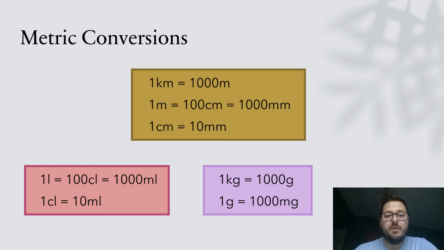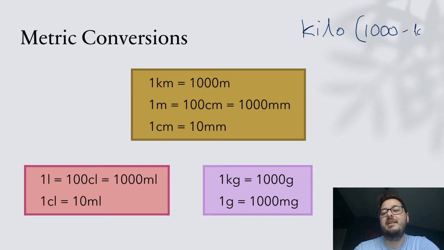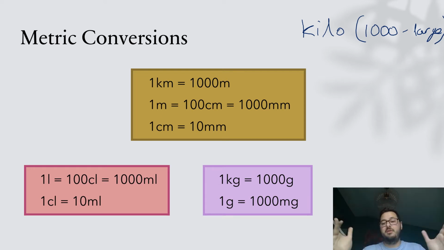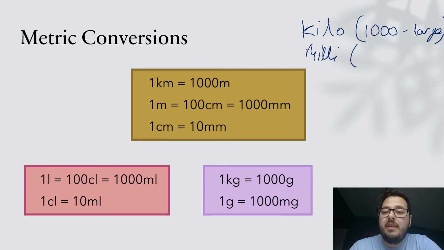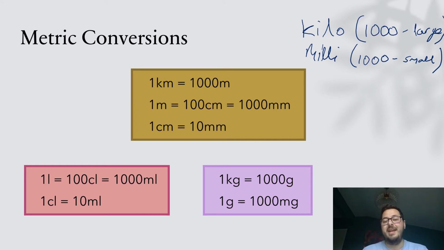So in terms of length then, we've got that 1 kilometre is 1000 metres. So here's just a general guide that should help. If you ever see kilo in anything, that usually means 1000 and large. Yeah, so it's 1000 and it's big. So 1 kilometre is 1000 metres, so it's bigger than a metre. If you see milli, that usually means 1000 small. For instance, 1 millimetre is 1,000th of a metre, so 1000 millimetres make up a metre. So if you ever see kilo, that means 1000 large, and if you ever see milli, that usually means 1000 small or 1 over 1000.